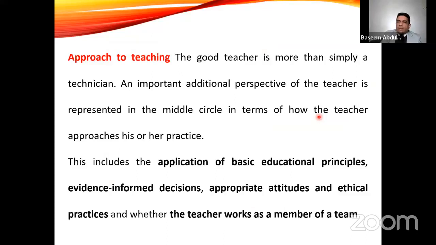So the second level, or the second circle, is approach to teaching, as doing the thing right. The good teacher is more than simply a technician. It is an important additional perspective of the teacher, represented in the middle circle in terms of how the teacher approaches his or her practice. So this includes the application of basic educational principles, for example, the FAIR principles to achieve active learning for the students. FAIR is a mnemonic for feedback, active learning, individualization for the students, and relevance of the knowledge, teaching, or information.